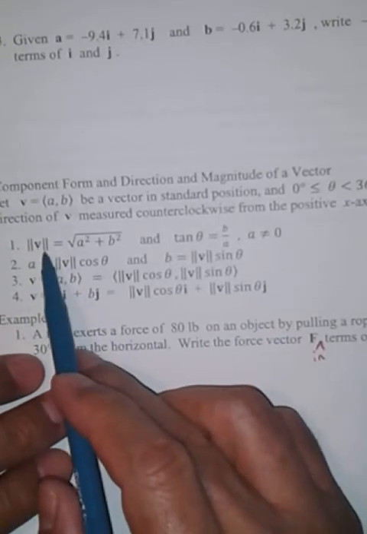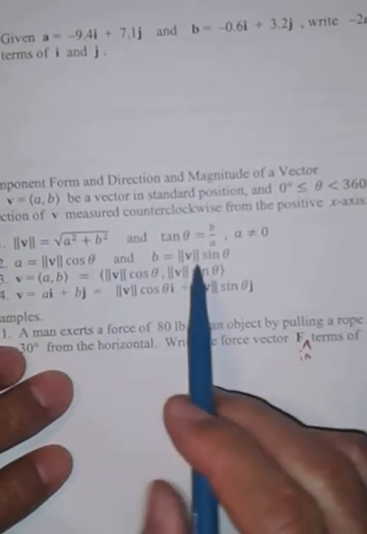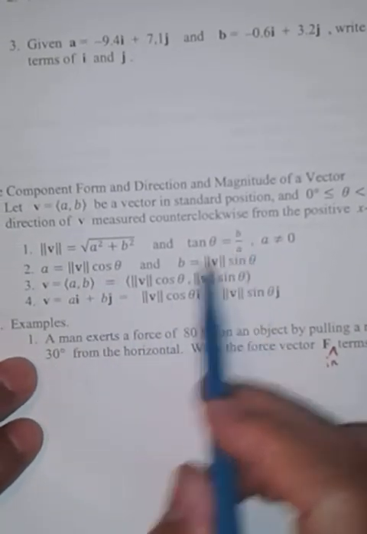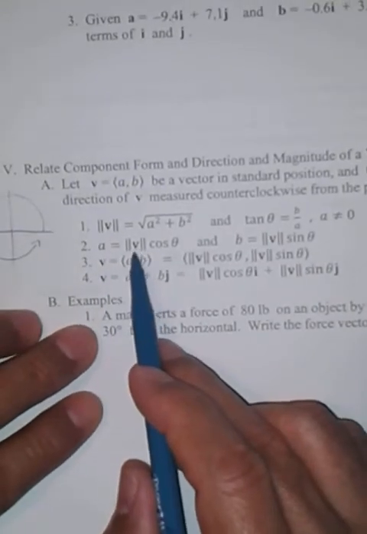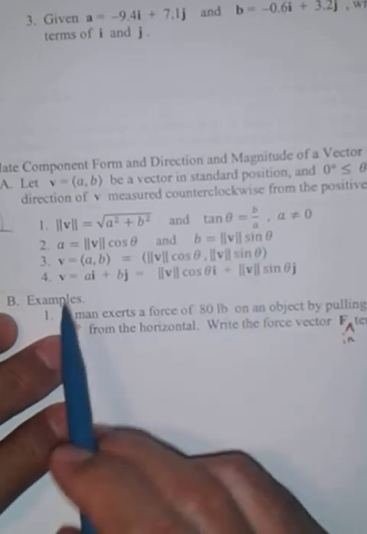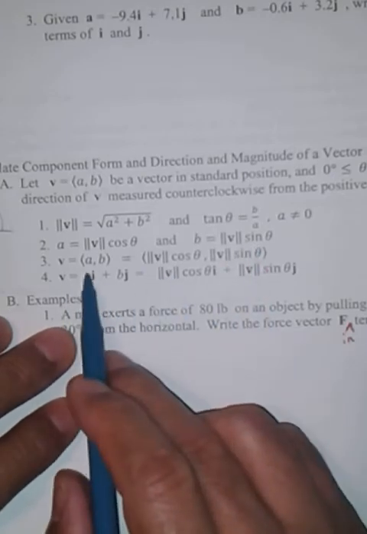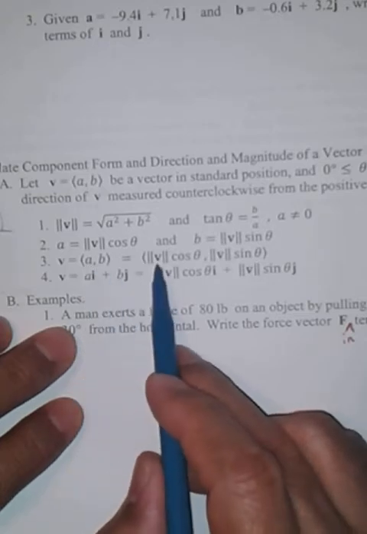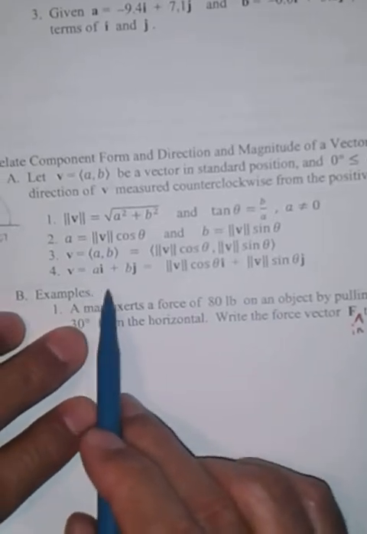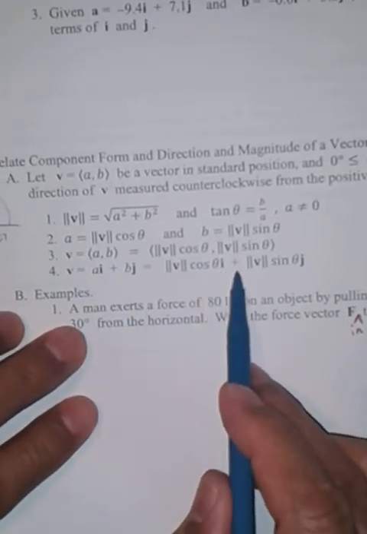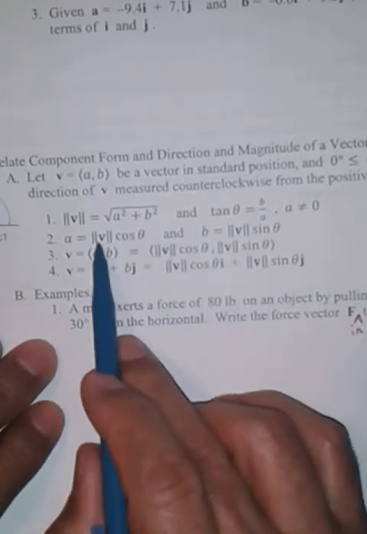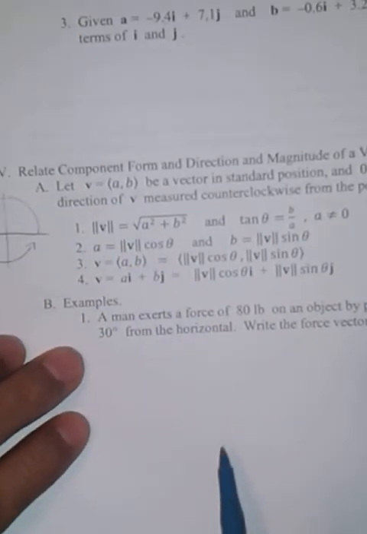All right, so the magnitude of V is the square root of A squared plus B squared. Tangent theta is B over A. That sounds familiar. It sounds like Y over X. A is equal to magnitude of V cosine theta, and B is equal to magnitude of V sine theta. V, therefore, can be written as magnitude of V cosine theta, comma, magnitude of V sine theta, or magnitude of V cosine theta I plus magnitude of V sine theta J. Notice that those are all just different representations of A and B, the components of the vector. Alrighty.